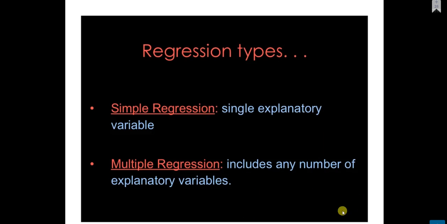There are two regression types. One is simple regression, that is a single explanatory variable, and the second one is multi-regression. It includes any number of explanatory variables. So regression analysis can be used for a single product variable as well, and it can be used for multiple products as well.